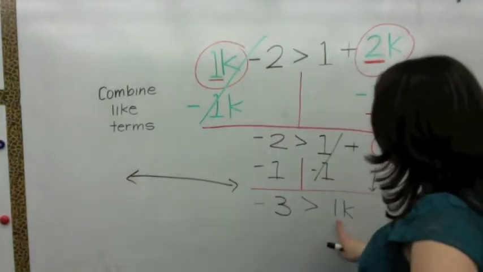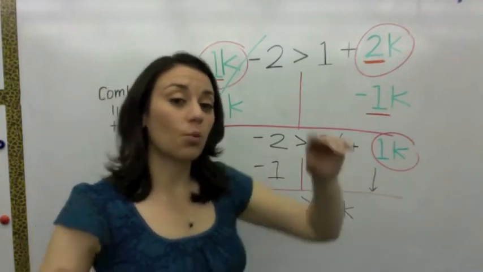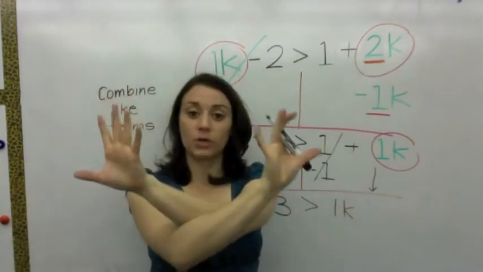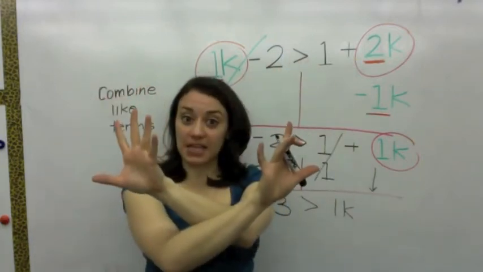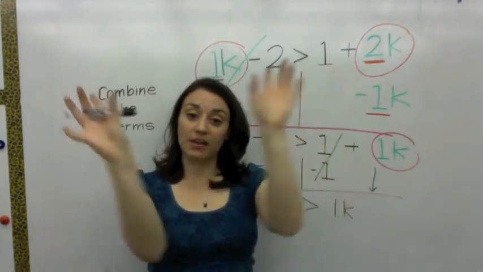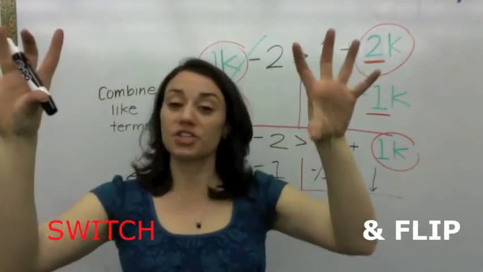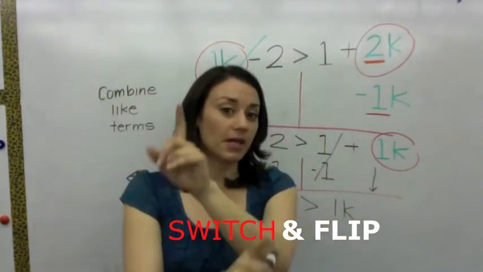Technically, you have to divide by 1. You don't have to. I want you to do this. I want you to take 1k and 3 and switch their places. When you switch their places like this, you also have to flip the sign. So you could say switch and flip. Say it with me. Say switch and flip. One more time. Switch and flip. That's what this looks like.